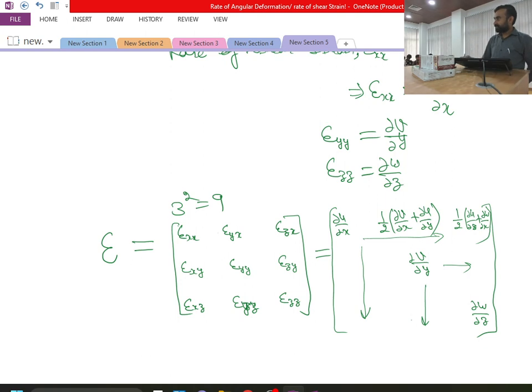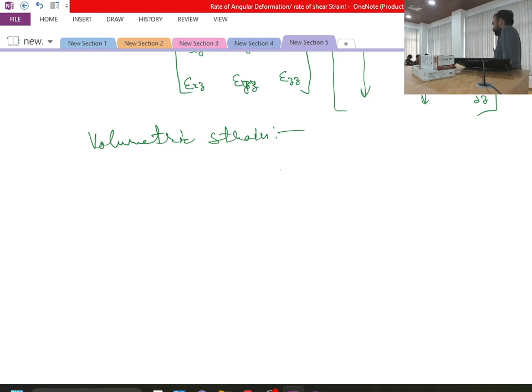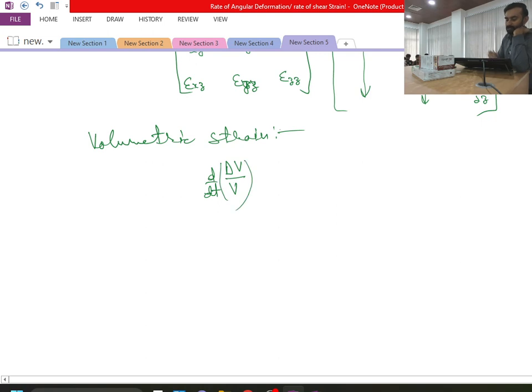Is this one clear? Now after linear strain, one more important term is called volumetric strain. This is also sometimes called bulk strain or volumetric dilatation. These are the different names for this. Can you tell me what volumetric strain will be? Volumetric strain is nothing but the change in volume of the fluid element divided by its original volume. Change in volume per unit volume is volumetric strain, and the rate of volumetric strain will be d by dt of that.